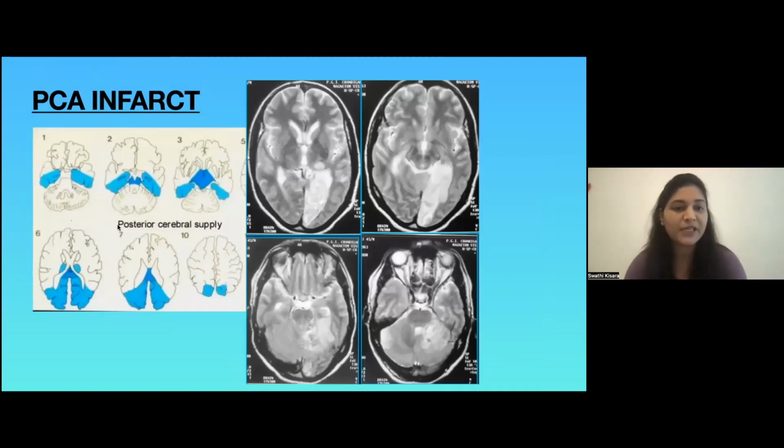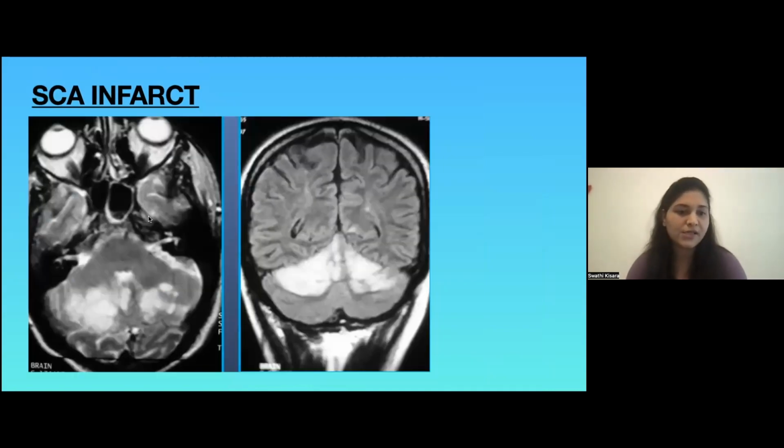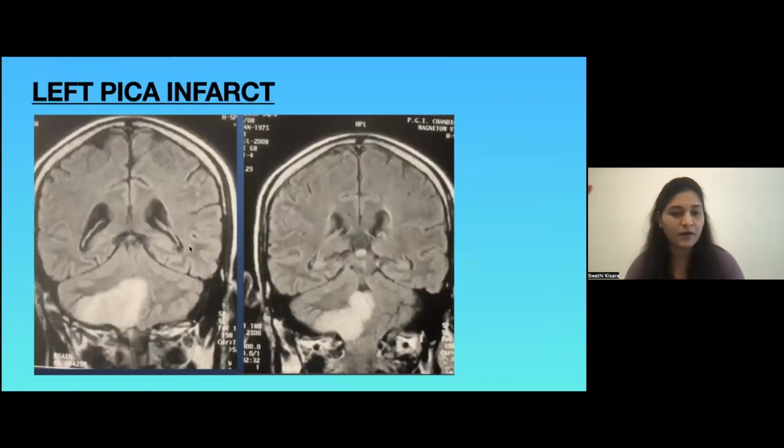And this is the PCA vascular territory. These are axial images showing infarct in the left PCA territory. These are axial and coronal MRI images showing infarct in the superior cerebellar artery territory. And these are coronal MRI images of the brain showing the infarct in the left posterior inferior cerebellar artery territory.